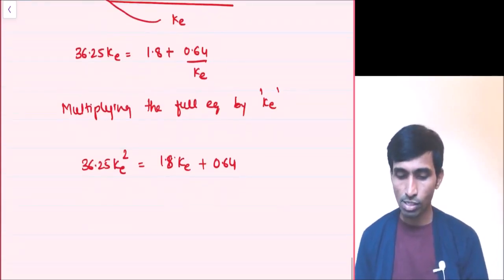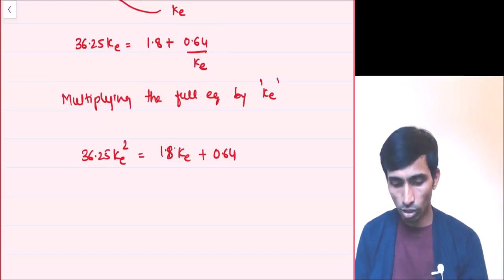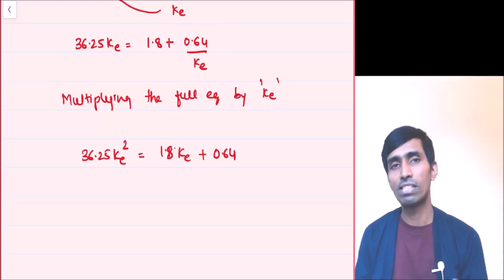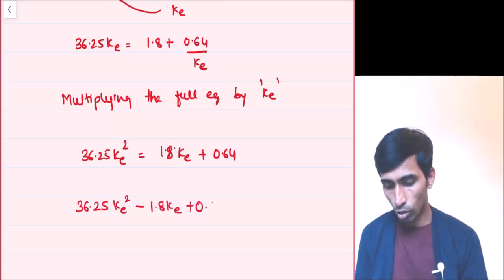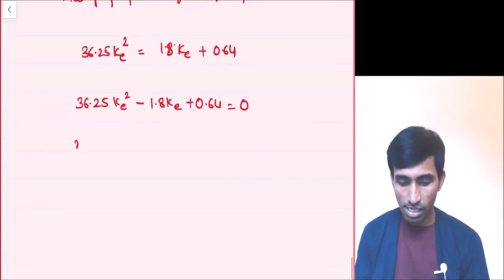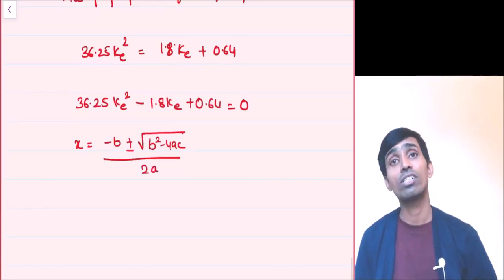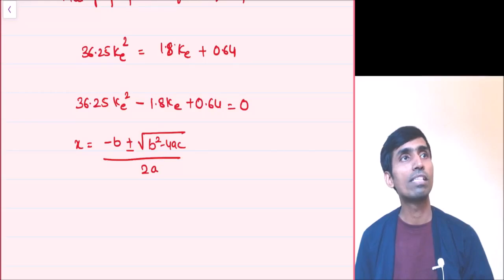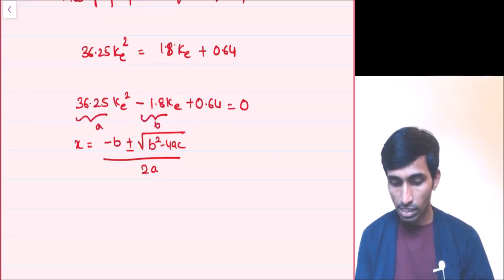So now it has become a quadratic equation. How will we solve? Obviously you should know the quadratic equation formula, otherwise you will not be able to solve. 36.25 K square minus 1.8 K plus 0.64 is equals to 0. If you remember, x is equals to minus b plus minus under root b square minus 4ac upon 2a. This is the formula for quadratic equation. If this sum comes, you should remember this formula. This is your a, this is your b, and this is your c.